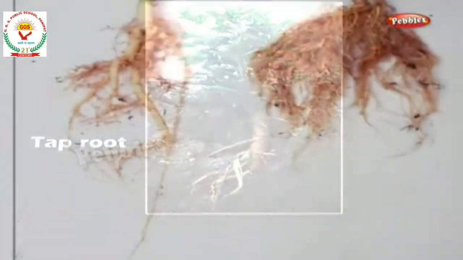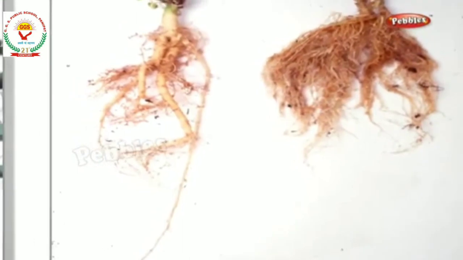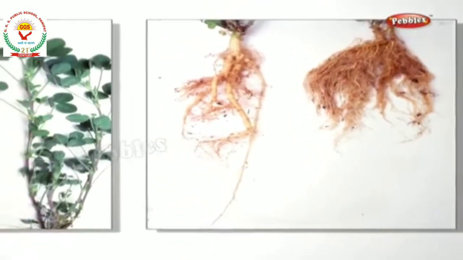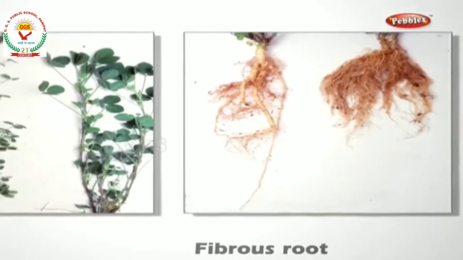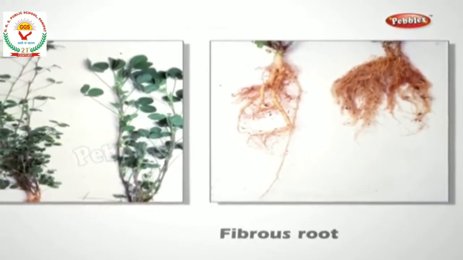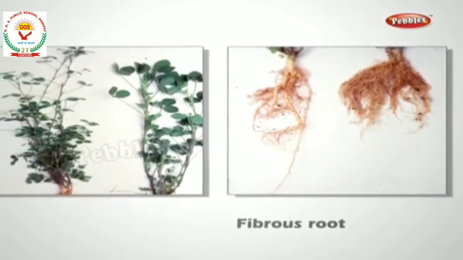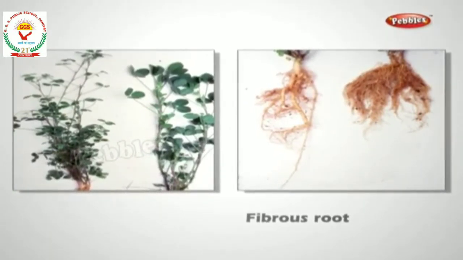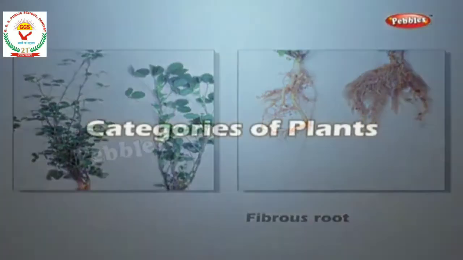In a grass plant, a number of thin, fiber-like roots arise from the base of the stem. They spread out in the soil and give support to the plant. These are known as fibrous roots. Maize, wheat and barley are examples of plants that have fibrous roots. The two types of root system are taproot system and fibrous root system.